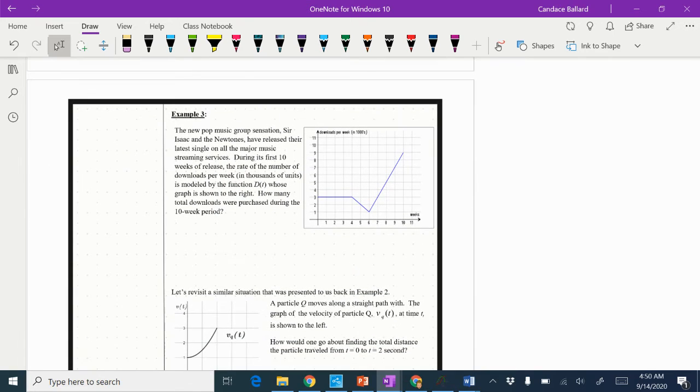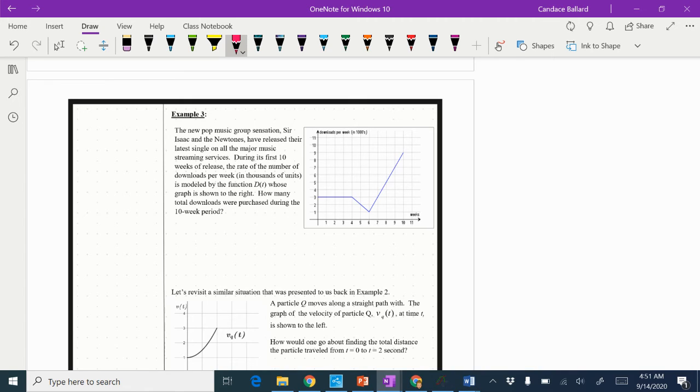All right. I unfortunately cannot take credit for writing this problem. I borrowed this problem. The new pop music group sensation, Sir Isaac and the Newtones, have released their latest single on all major music streaming services. During its first 10 weeks of release, the rate of the number of downloads per week in thousands of units is modeled by the function D of t, whose graph is shown at the right. How many total downloads were purchased during the 10-week period?